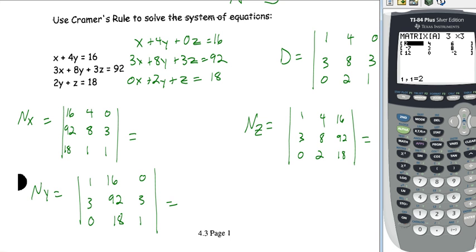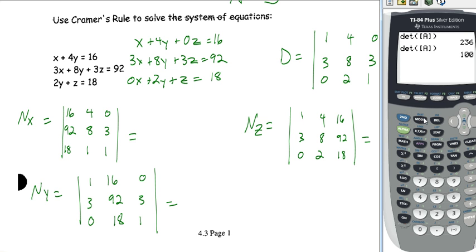So let's see. We do 1. Now remember, it goes across 4 and 0, 3. There it goes. 3, 8, and 3. And then finally we have 0, 2, and 1. The nice thing is once you get one of them in, then when you're editing them, they don't take as long. Alright, so second mode to quit.